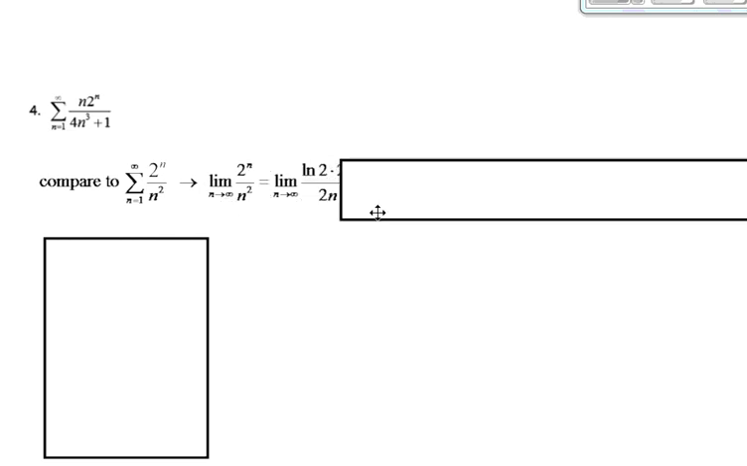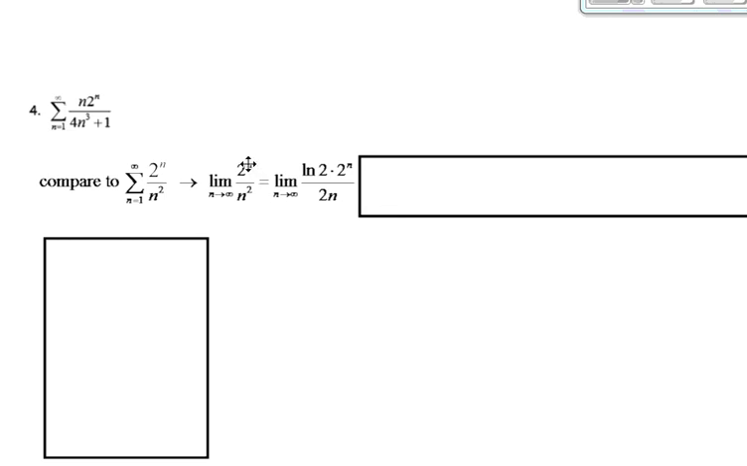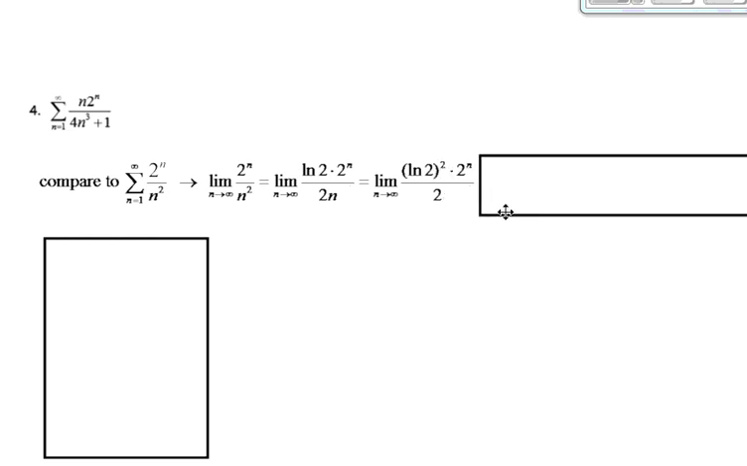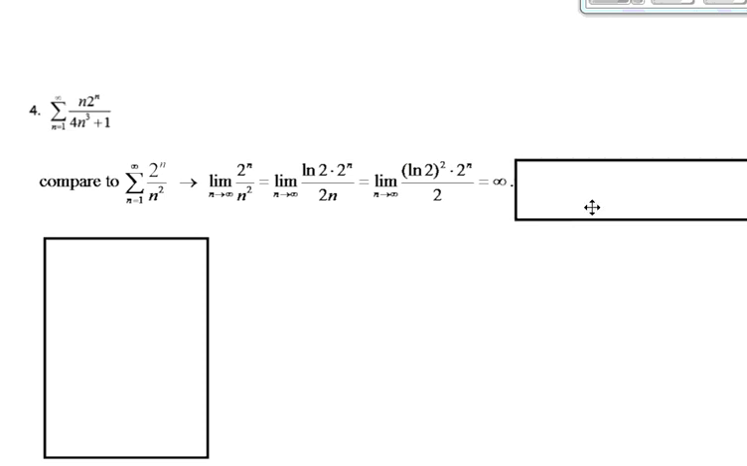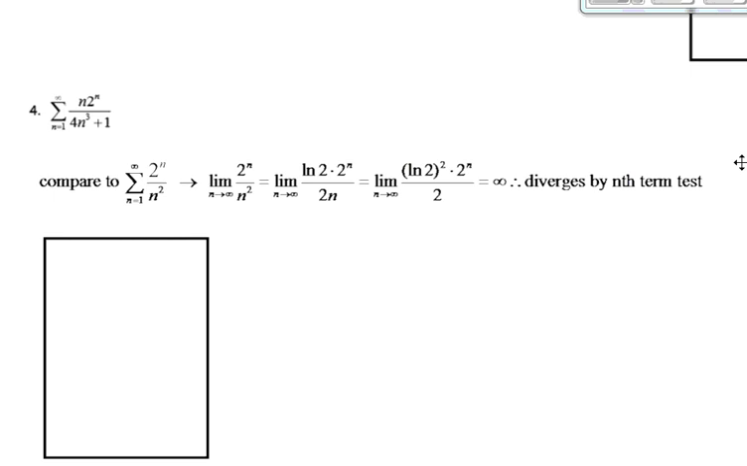So we take the derivative of the numerator and the denominator. Now recall that the derivative of an exponential function would be natural log of whatever a is, which here is 2, times the same thing, 2 to the n, divided by the derivative of n squared, which is 2n. Then when you evaluate as n approaches infinity, you get infinity over infinity again. So apply L'Hopital's again, and you get natural log of 2 squared times 2 to the n divided by 2. Now if you plug in infinity, you will get infinity over 2, which is infinity, which is not equal to 0. Therefore, this is divergent by the nth term test.